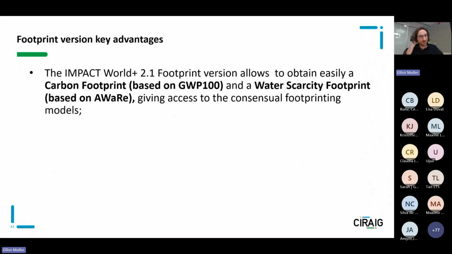What are the key advantages for the footprint version now? First of all, they allow practitioners to easily obtain a carbon footprint, a water scarcity footprint.